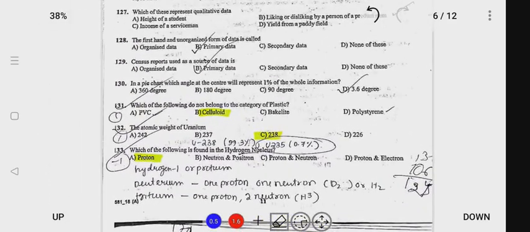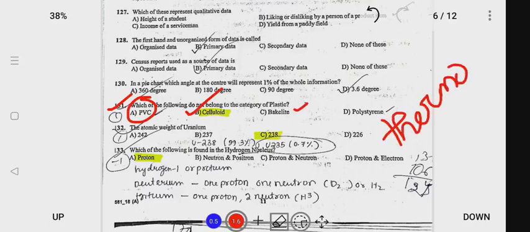So from question number 131, which of the following does not belong to the category of plastic? PVC is polyvinyl chloride, it is a plastic. Celluloid is the answer. Bakelite is a thermosetting plastic. Thermosetting means that once you heat it and cool it down, the plastic becomes hard. And polystyrene is also a plastic. So the answer is celluloid. Celluloid is a natural substance.